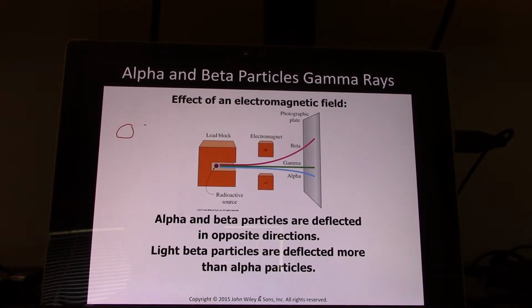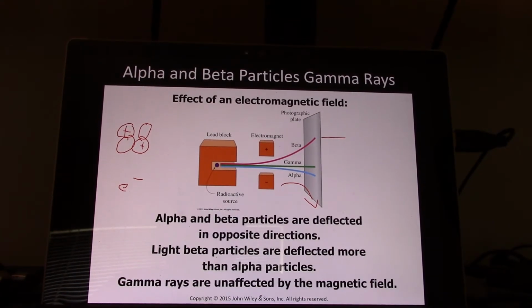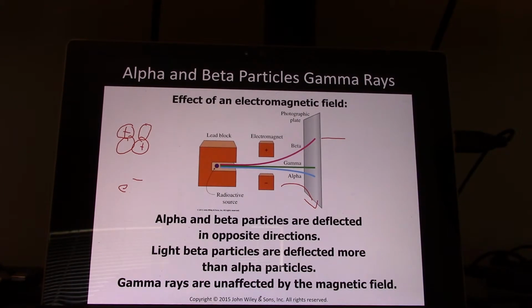It was the nucleus of a helium atom: 2 protons, 2 neutrons. A beta particle was an electron. And so the alpha particle, since it's positive, is deflected away from the positive. And the beta particle, since it's negative, is attracted to the positive. Because they have opposite charges, they are deflected in opposite ways. The gamma particle is not deflected at all, because gamma radiation is just super energetic light. It is a photon of high energy electromagnetic radiation. So gamma rays are unaffected by the magnetic field.